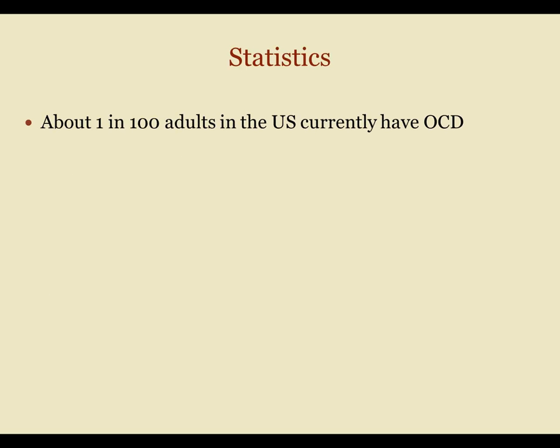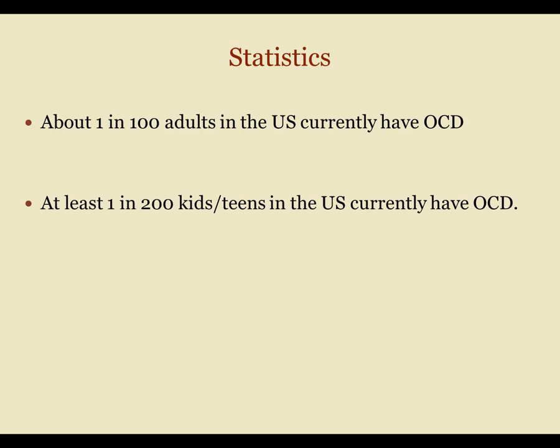Some statistics: about 1 in 100 adults in the U.S. currently have some level of OCD. It's not all clinical. They might be diagnosed, but it might not need to be medicated. At least 1 in 200 kids in the U.S. currently have OCD. Kids develop this as sort of a coping mechanism in order to manage their environment. And as you can see, based upon those numbers, it decreases by half into adulthood. And like I said, when we see things sort of taper off, that's what we're seeing there.